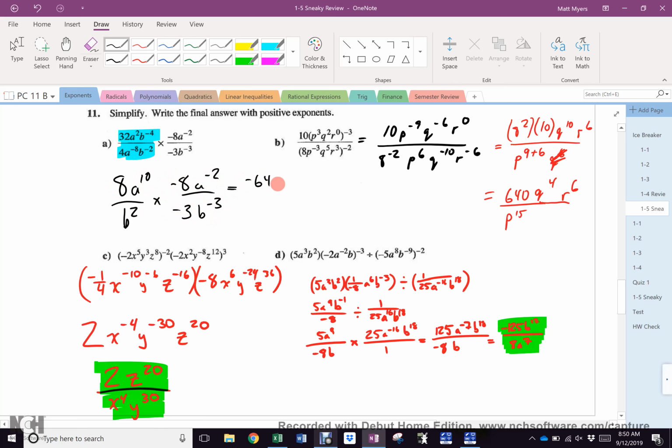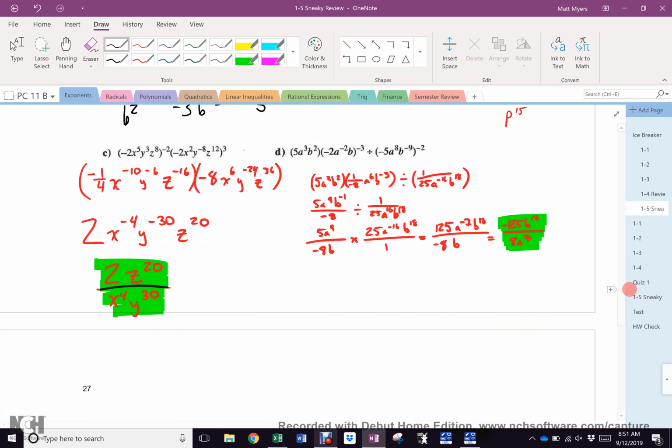10 plus -2 is a to the 8 over -3, b, 2 plus -3 to the -1. Two negatives, positive, b moves up. And C.